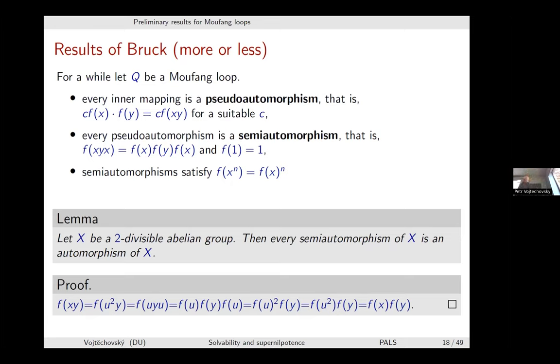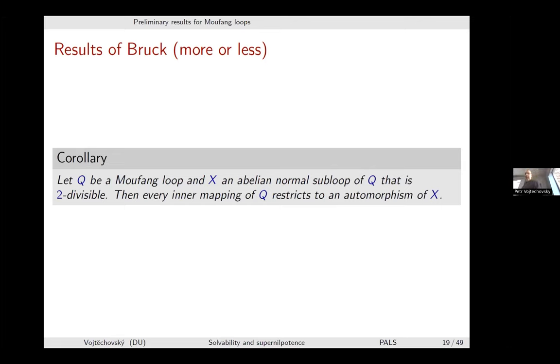But this gives us a strategy for a Moufang group with a normal subgroup that is a two-divisible abelian group. Because on that two-divisible abelian group, I can consider an inner mapping, there will be a pseudo-automorphism, there will be a semi-automorphism, and therefore it's going to be an automorphism. Okay? So in this task that we have to produce abelian extensions when we need automorphisms, we now have some foothold for it. And here is a corollary that just says what I said a minute ago, that every inner mapping of a Moufang group restricts to an automorphism of X as long as X is a two-divisible abelian normal subloop.